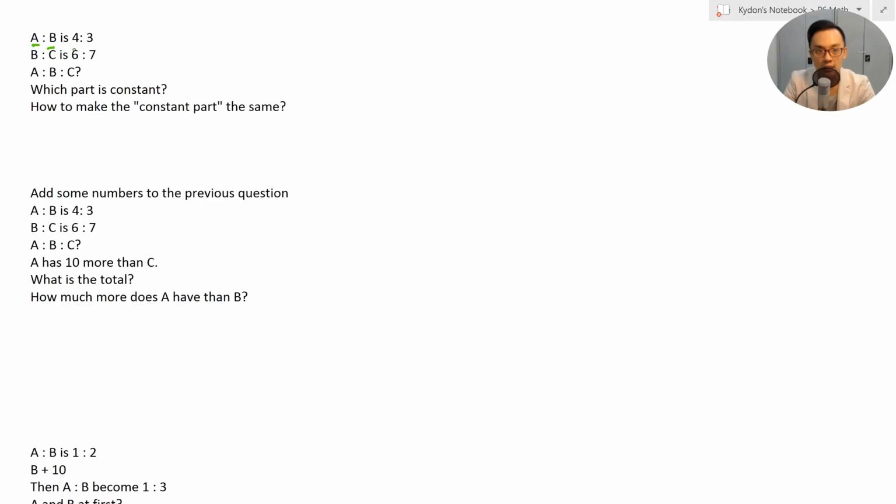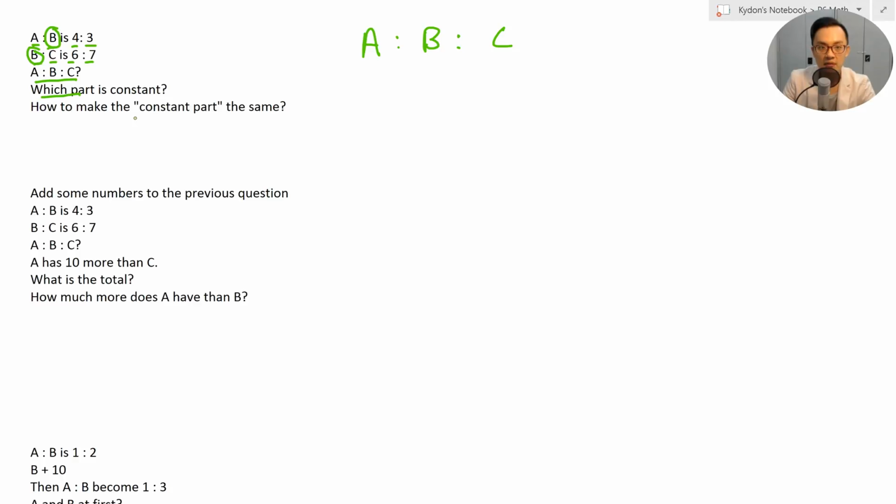A is to B is 4 is to 3, and B is to C is 6 is to 7. So what is A, B, and C? The first question we need to ask ourselves is which part is constant? So I have A is to B and B is to C. So I know that B is the item that is constant. So I'm going to write out my ratio, A is to B is to C.